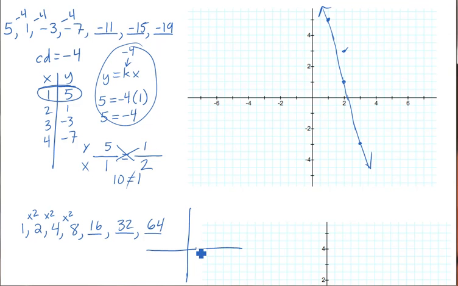The first term is 1. The second term is 2. Oh, that could be linear, but then the third term all of a sudden is 4. And the fourth term, oh my goodness, the fourth term is all the way up at 8. That ain't linear, my friends. The end.